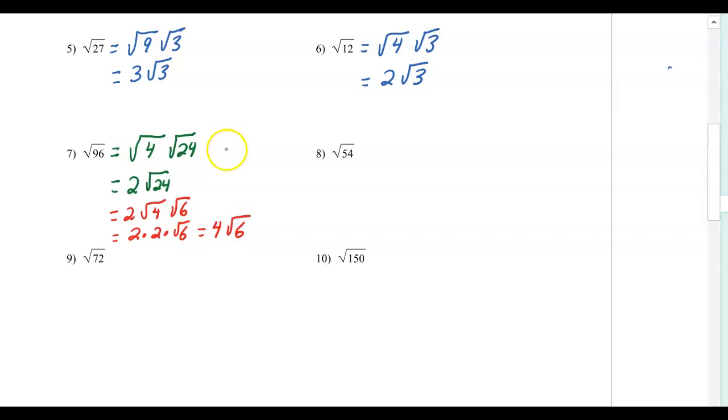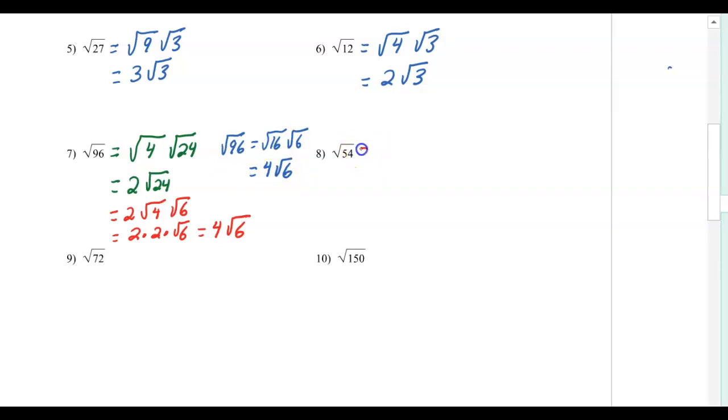An alternative way for problem number 7 is square root of 96. If you realize that 16 goes into 96, you can rewrite this as square root of 16 times square root of 6. And square root of 16 is 4, so you get 4 square root of 6. So there are two ways of doing number 7. The blue method, you find the biggest perfect square, and you get it in a shorter number of steps.